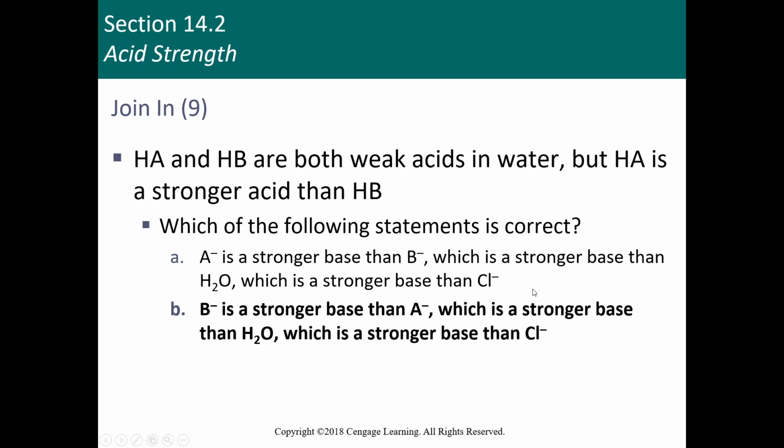Let's go ahead and check that, just to make sure. B minus is a stronger base than A minus. Okay, so we saw that HA is a stronger acid, so this is the reverse. That's good, that's what we wanted to see. Which is a stronger base than H2O. That also has to be true because otherwise it wouldn't be an acid, would it? And this is a stronger base than Cl minus, which again has to be true because these are weak acids.